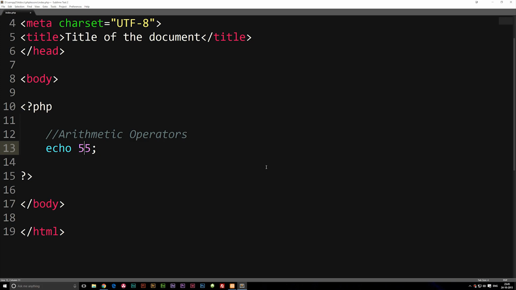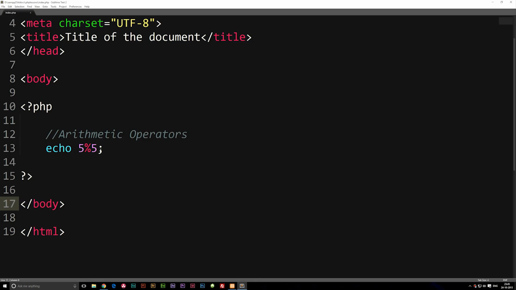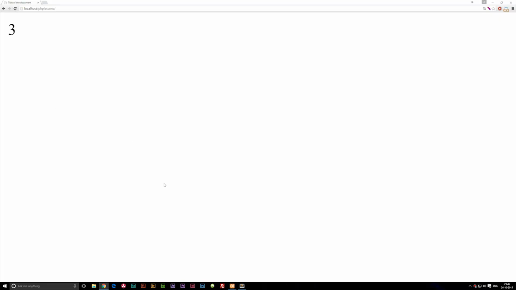We have 2 more that I want to talk about. We also have one called a modulus, and a modulus is when we use the percentage symbol. Basically what this does is it says, okay, we have 5 divided by 5, and how much do we have left over? If I save this and refresh my browser, you can see we get 0, because 5 divided by 5 has no leftovers. If I change the 5 to an 8 instead, we should have 3 inside our browser, because 8 divided by 5 is 1 into the 8, and then we have 3 left over. So if we refresh, we get 3.